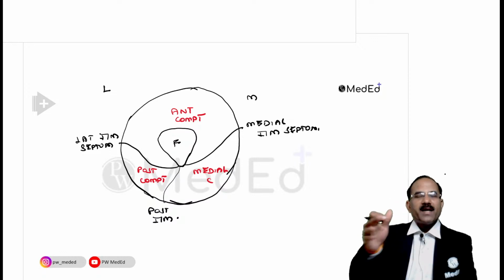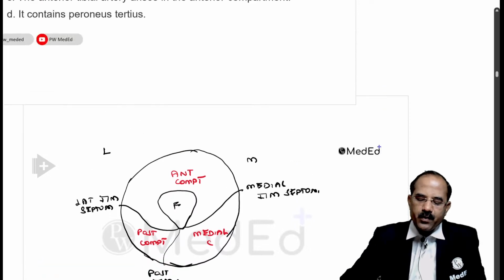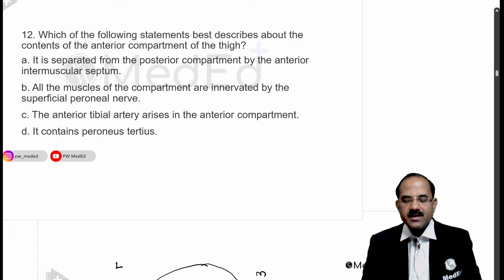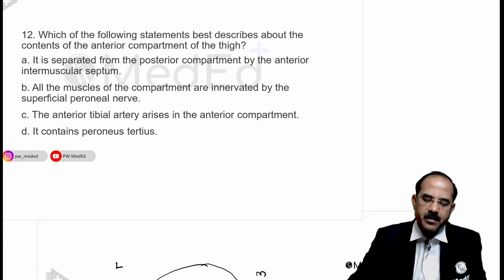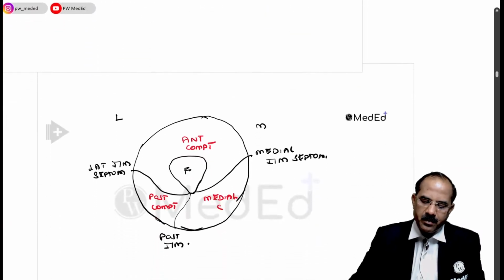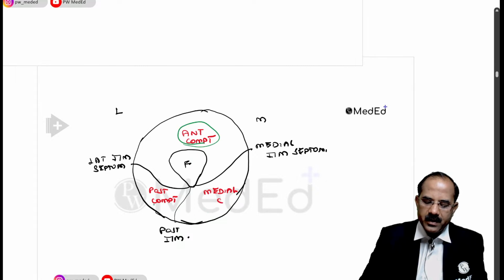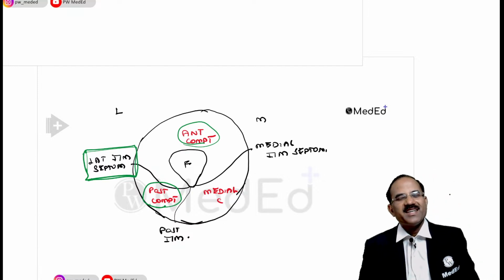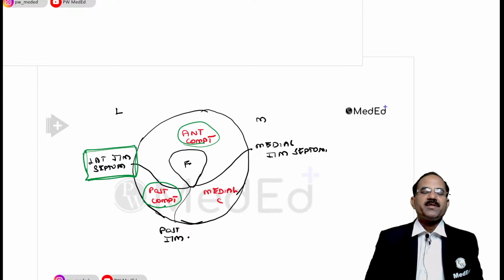This is the easiest way to understand this. Clear? So see option 1. The anterior compartment of the thigh is separated from the posterior compartment by the anterior intermuscular septum. Look, this is the anterior compartment. The anterior compartment is separated from the posterior compartment by the lateral intermuscular septum. It's not the posterior intermuscular septum, it's the lateral intermuscular septum.